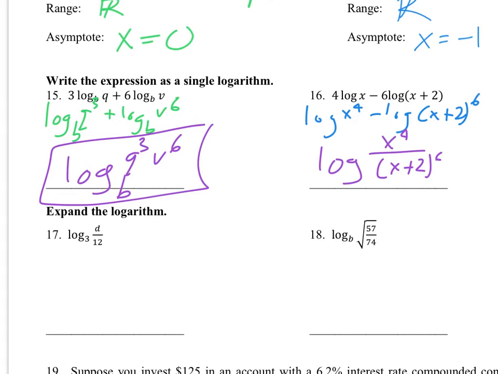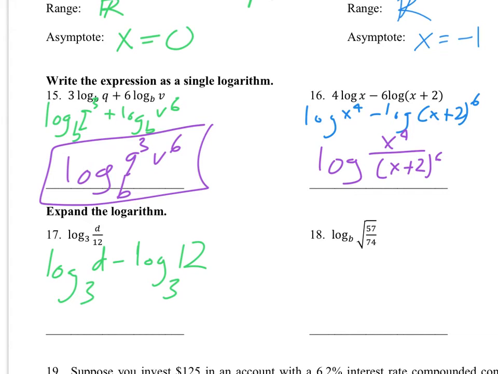And then number 17, we're trying to expand that log. We have really the d and the 12 that are part of that log. So we're going to end up with two logarithms. It will be a difference of those logs, so log base 3 of d minus log base 3 of 12.